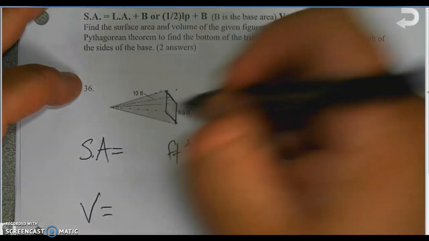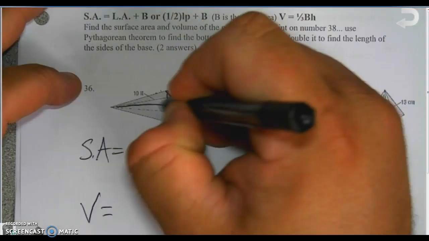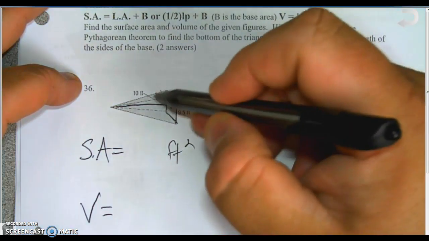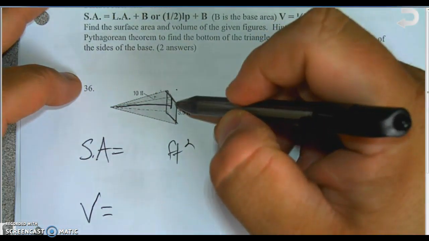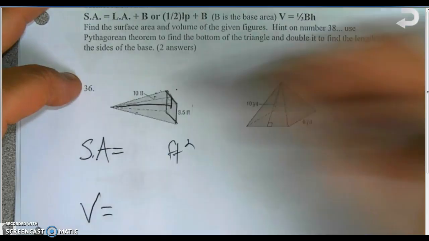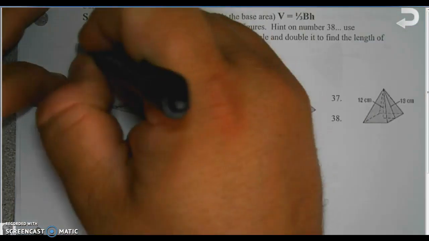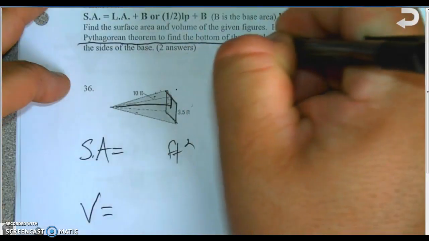So again, 10 is not the height. You're going to have to draw the right triangle in and do the Pythagorean theorem: 10 squared minus 1.75 squared to find that distance. Okay? And that's what this talks about right here.